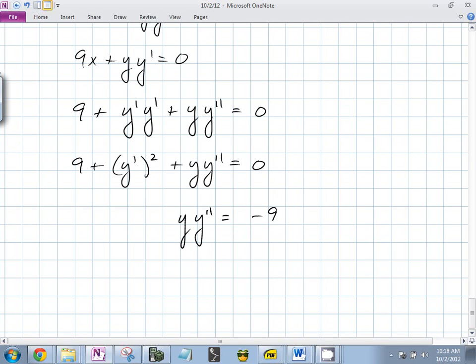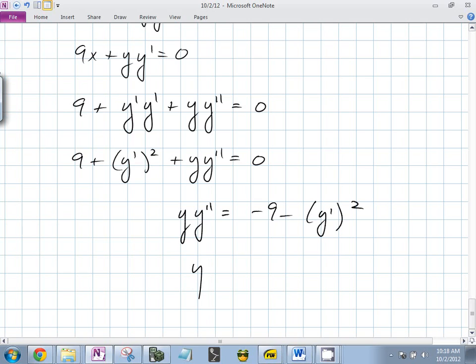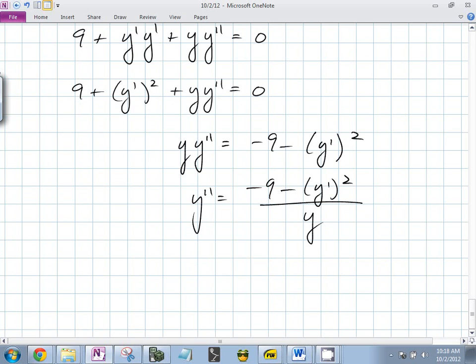Negative 9 minus y prime squared. So y double prime is equal to negative 9 times minus y prime squared all over what? Now here's the thing, what do we need to get rid of? So what do we have to isolate for anyway? Yeah, so you do this, then you end up with y prime, so you still need y prime. This is just another path you could take if you wanted to. You could. You don't have to take it.